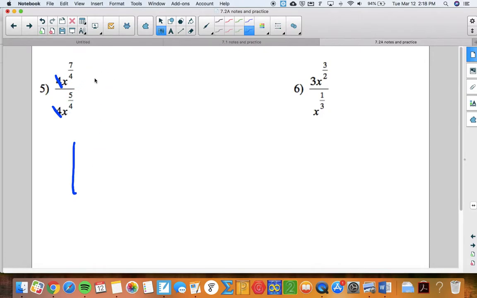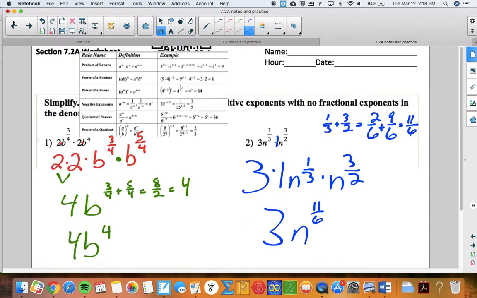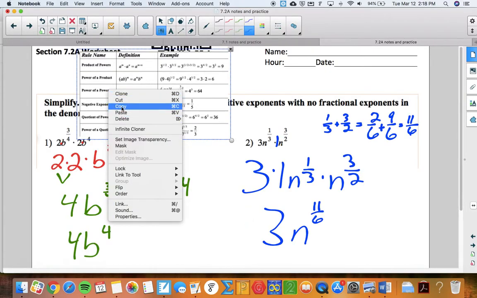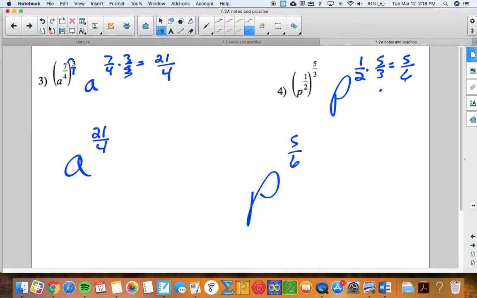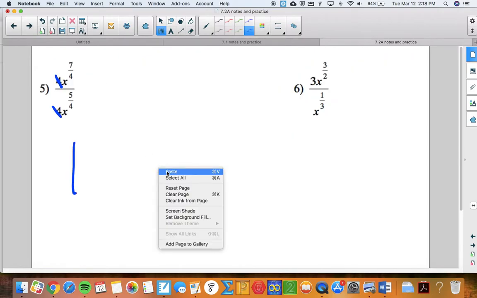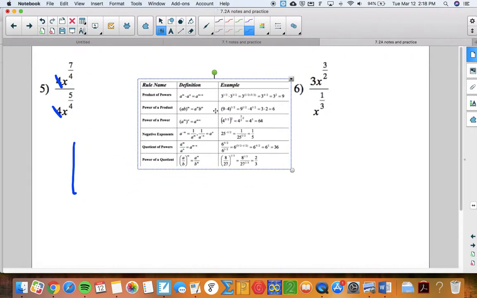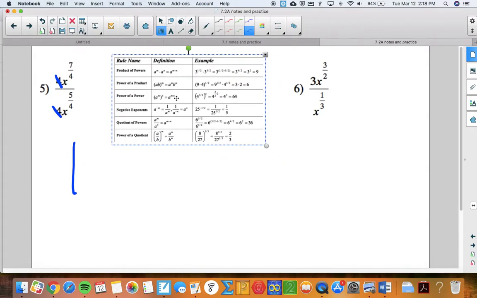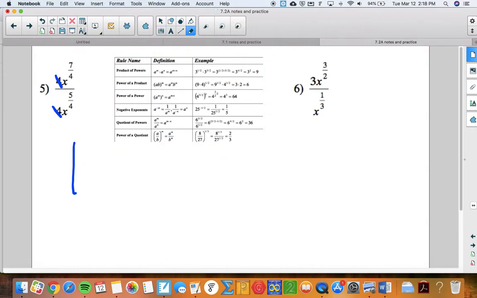Now, where'd that go? Can I copy and paste it? Copy. Zoop. And I referred to that property, but I didn't actually show it here. What we were doing on the last one was right there. If I have a power raised to a power, I multiply the powers together. That's what we did with the 3/2 and the 2 there. That's what you do on these.